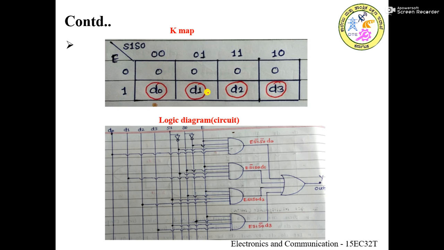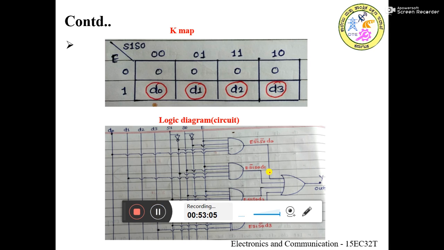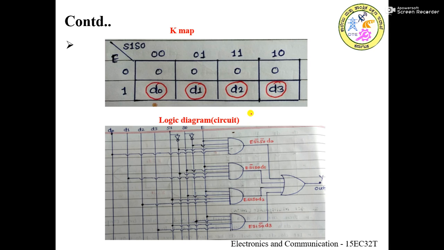E S1 bar S0 D1. E S1 S0 D2. E S1 S0 bar D3. And the same is written here. And finally, in order to get the SOP equation, all these product terms have to be added together.